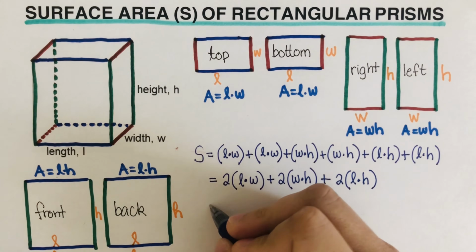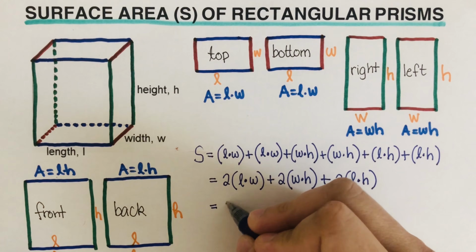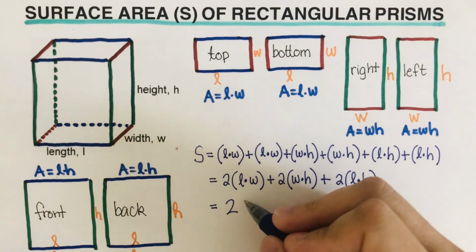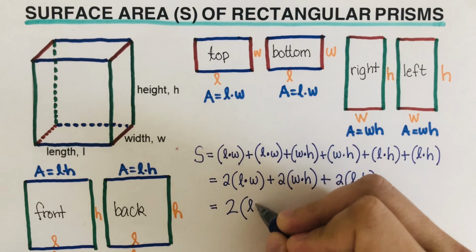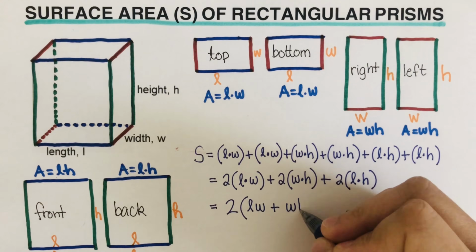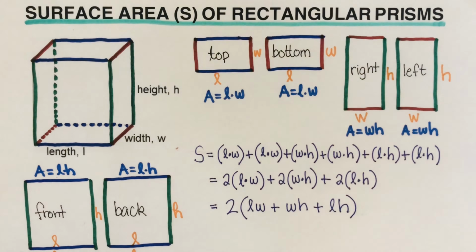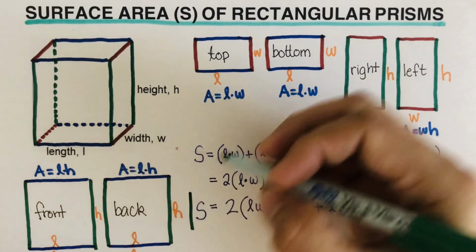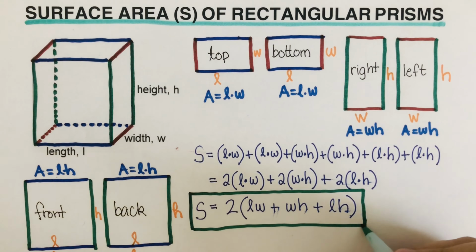So then from here we can factor some more. 2 is the common factor to all of these. So the final, simplified equation of this would be length times width plus width times height plus length times height. So we put the 2 out. Because it's a common factor, this is the formula for the surface area of a rectangular prism. So this will be the equation that we're gonna use.